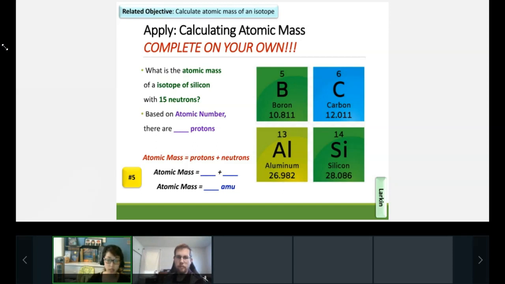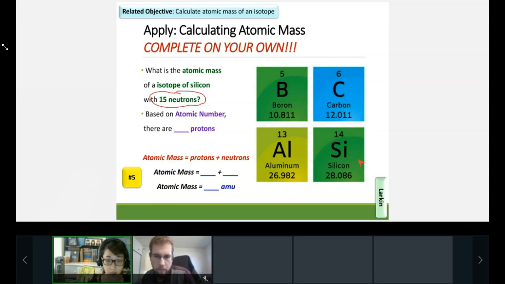Okay, so this one we're going to go ahead and actually apply here. So what is the atomic mass of an isotope of silicon with 15 neutrons? So we know the number of neutrons. Let's annotate this together, and then you will need to finish it on your own. So based on the atomic number, I do know the number of protons. Go ahead and tell me in the chat, what is the number of protons for silicon?